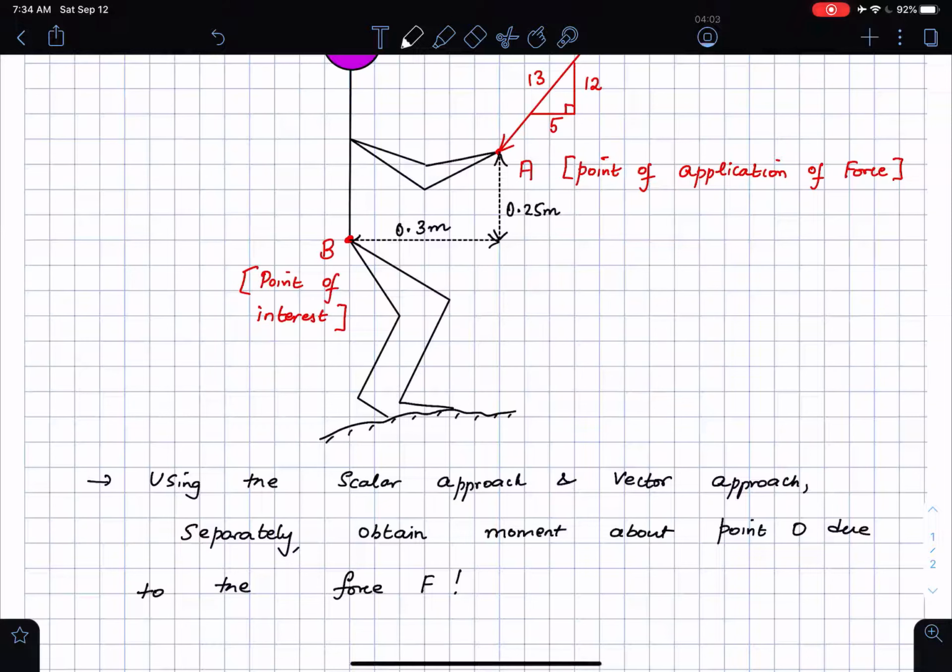F. Okay, so keywords here are, you're asked to use the scalar approach, which means you have to use the right hand rule, and then you have to use the vector approach, which means you have to use the idea of cross products. Okay, so maybe if you just want to make a note of that, this is by using the right hand rule. And when I say vector approach, you need to make use of the cross products. Okay, we will see what they are.